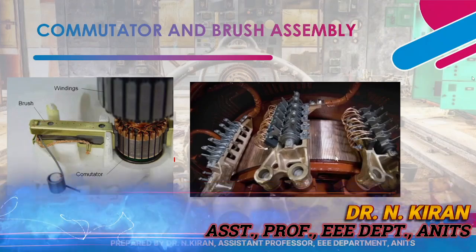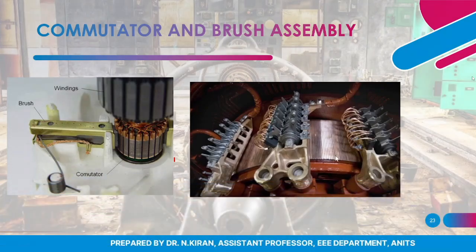The last two parts of the DC generator are the commutator and brush assembly. So both are together. You can see from the diagrams how the commutator and brush assembly are put together.